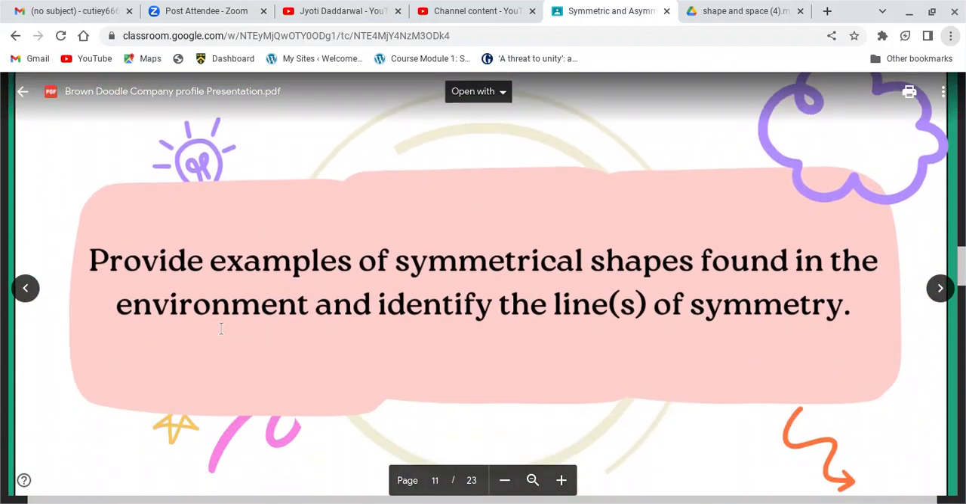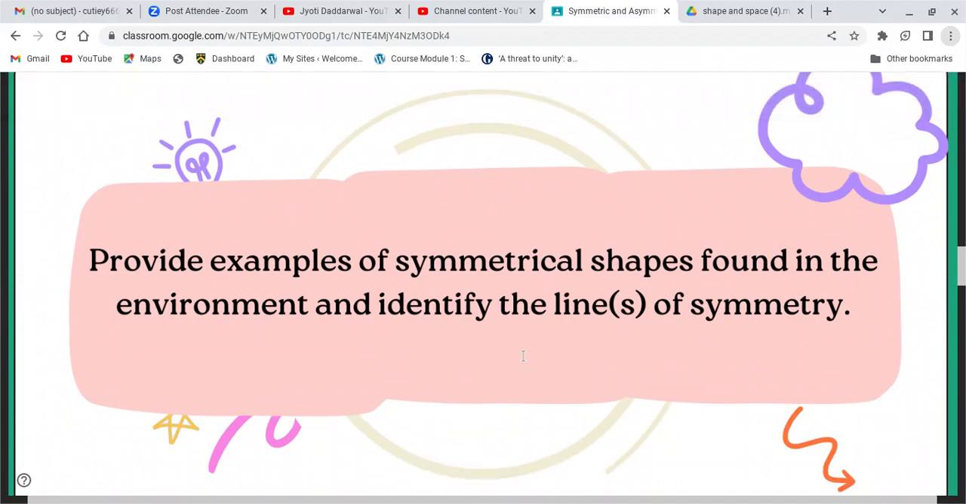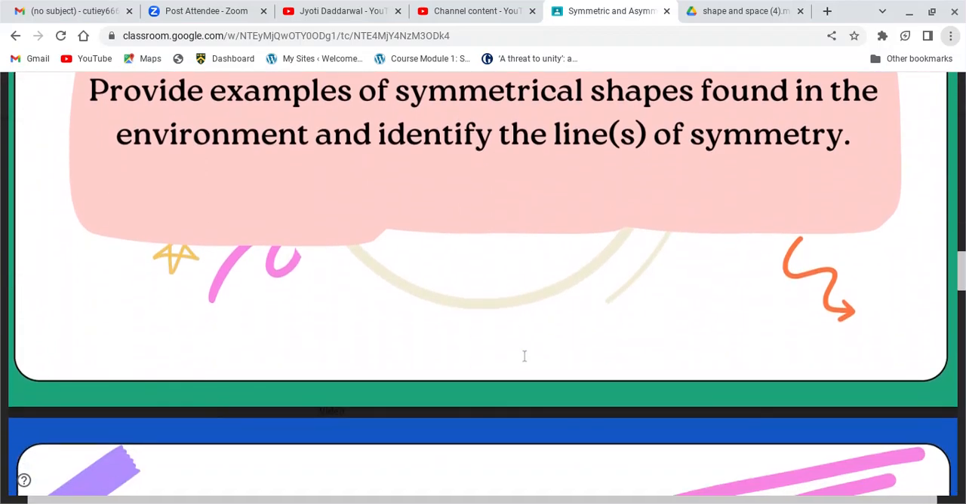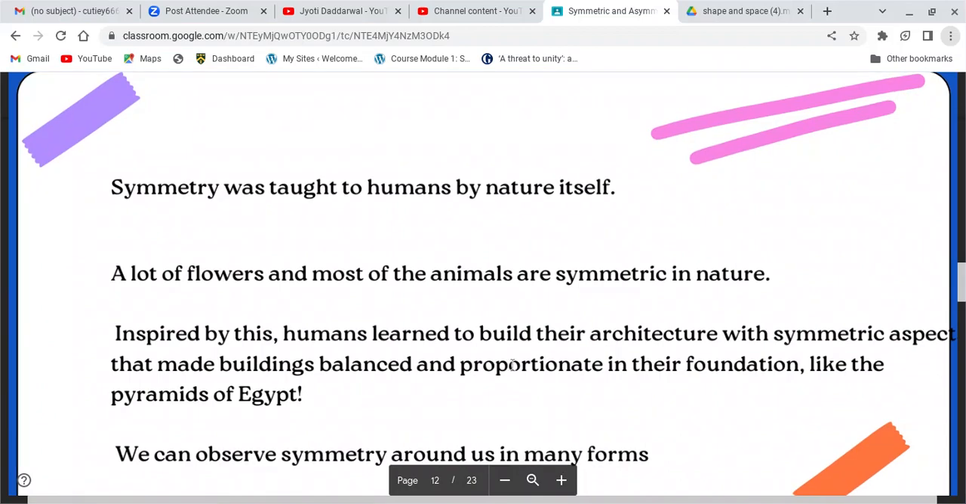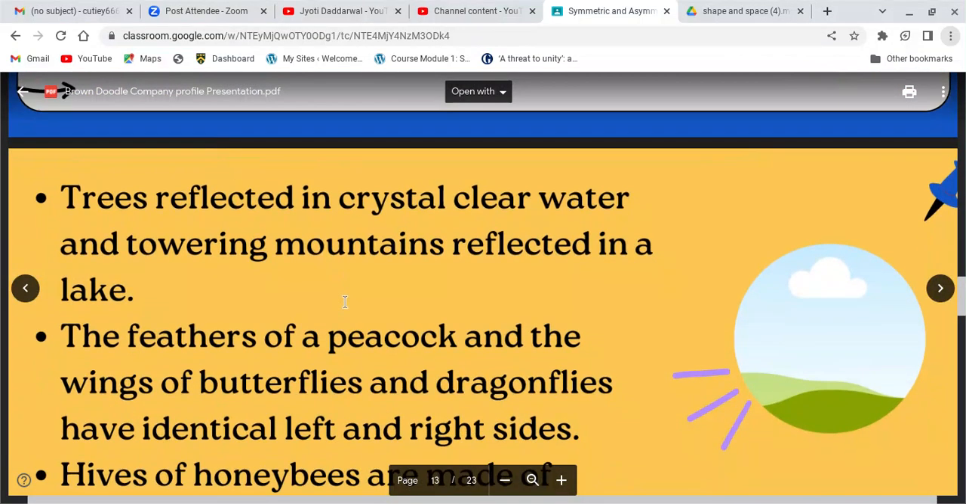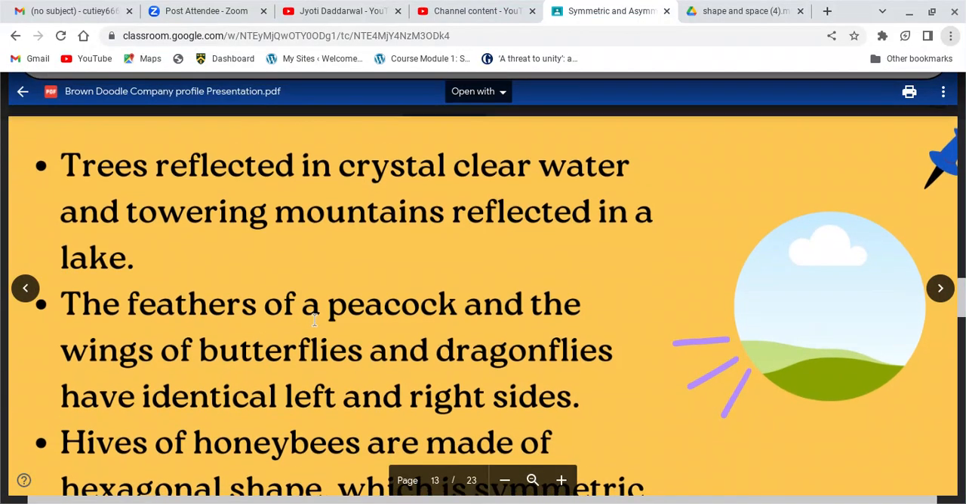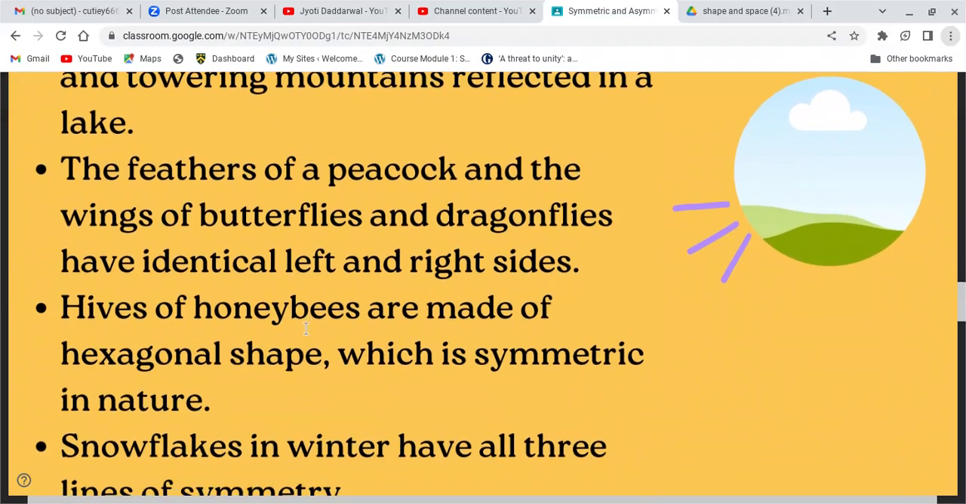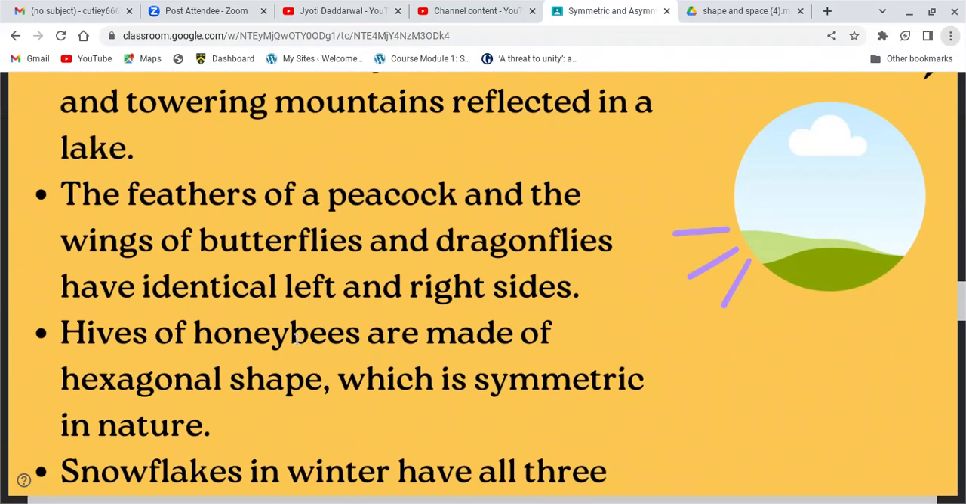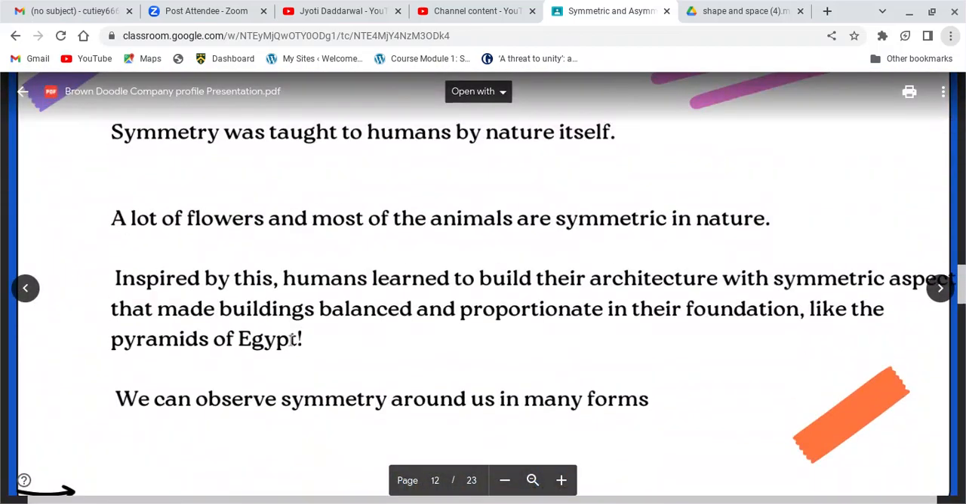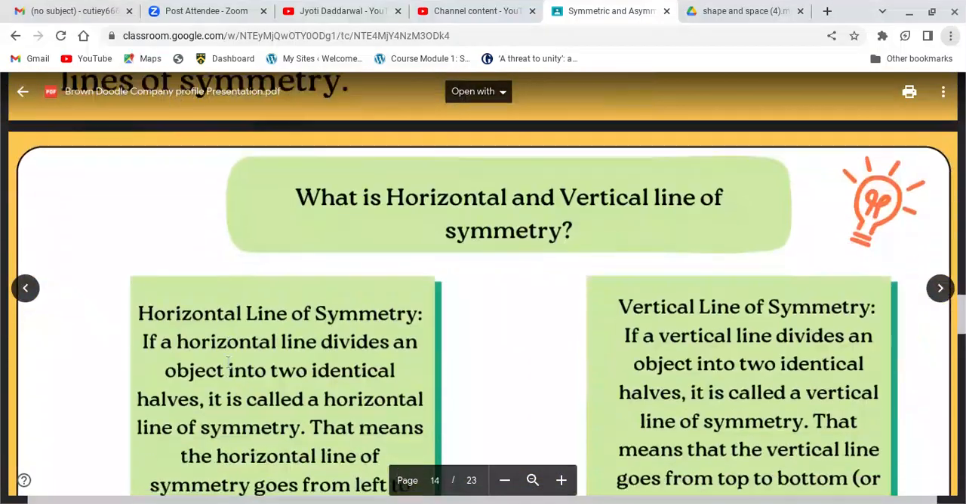After that, I gave them examples of symmetrical shapes found in the environment, and asked them to identify the line of symmetry. Symmetry was taught to humans by nature itself. Then I provide some nature-related examples to them, like trees, the feathers of a peacock, hives of honeybees with hexagonal shapes, and snowflakes, things in nature, such kind of things. So I teach them.